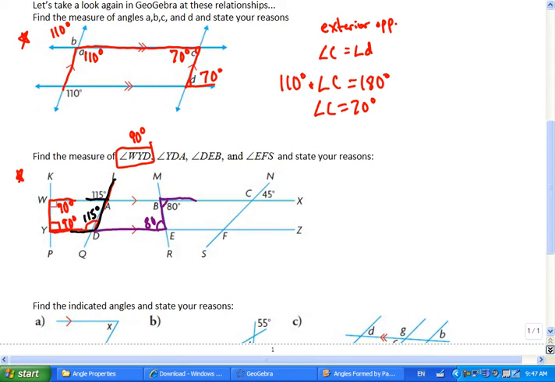Okay, and then the last one we're asked about is EFS. So let's put EFS in.